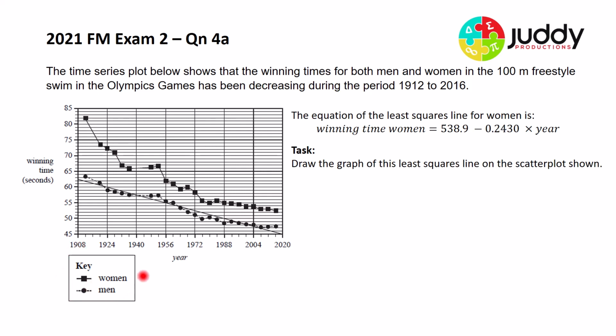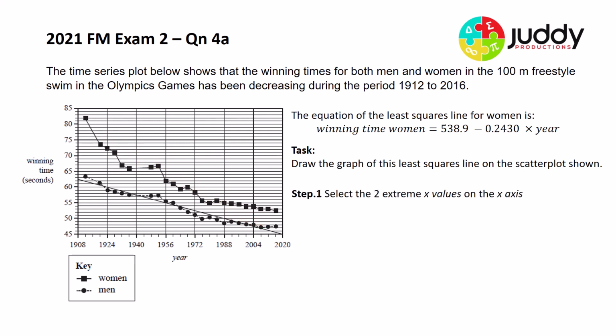You can see from the key, the women graph is represented by a square with a solid line and the men with circles and a dotted line. So the line of best fit's already been done for the men's in an earlier question, and we are asked to draw the graph of the least squares line for the women's data on this scatter plot. So let's repeat the steps.